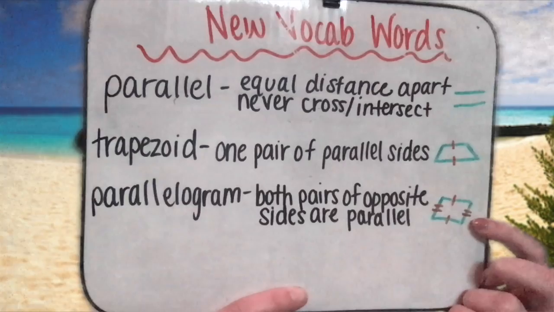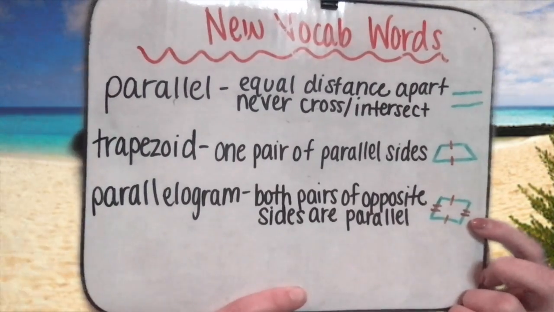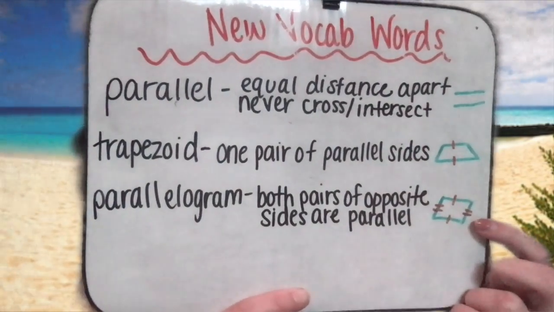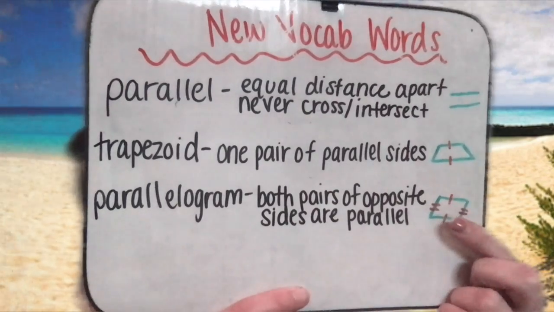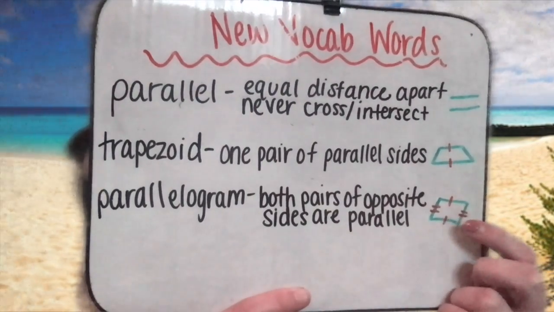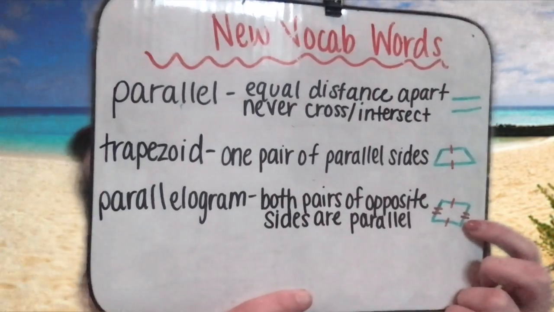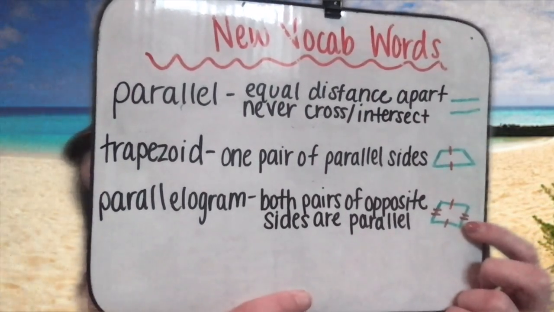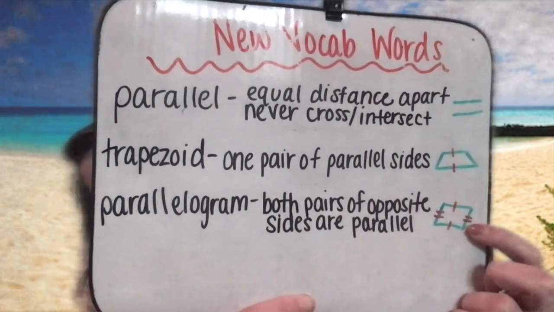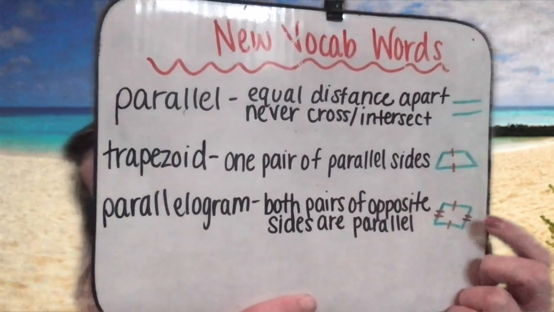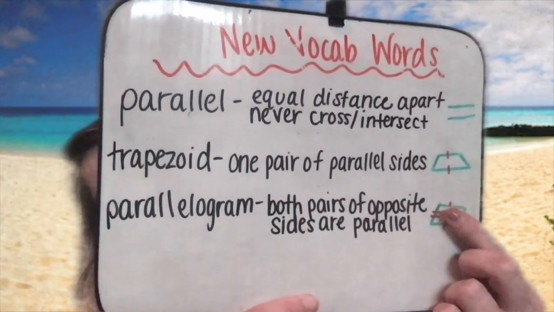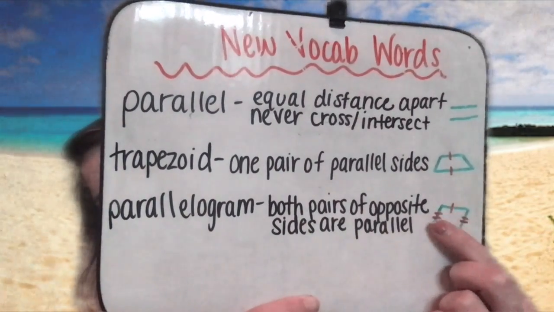Parallelograms also have sides that are the same length. So this side and my far side are the same length, and my top and my bottom are the same length. Also, opposite angles are the same size. So that will come in handy later. Opposite angles. So this angle and that angle, and then this angle and that angle.